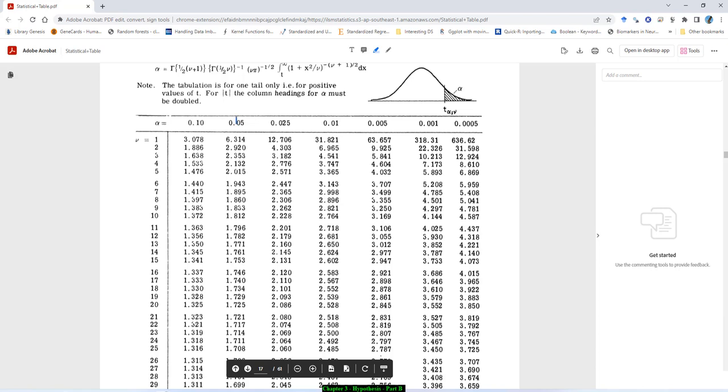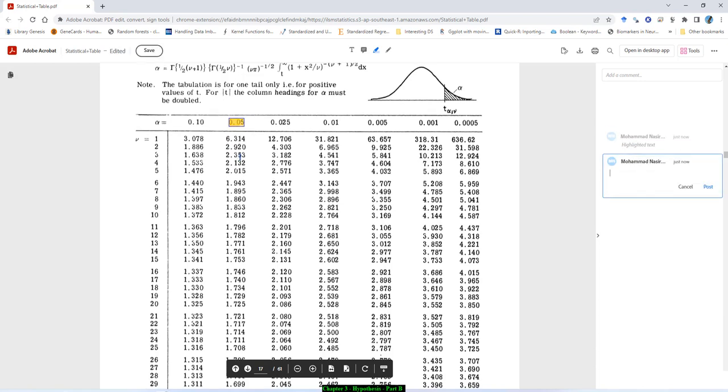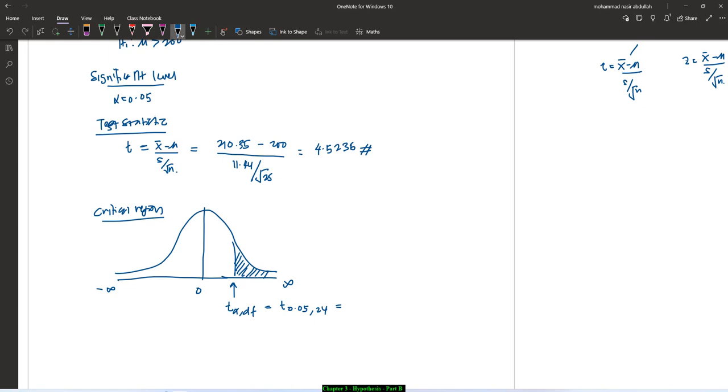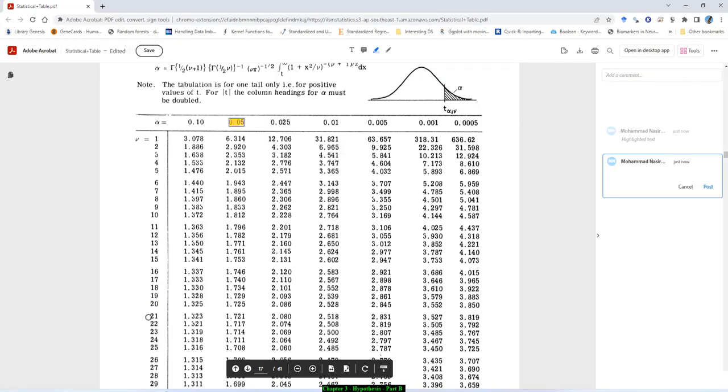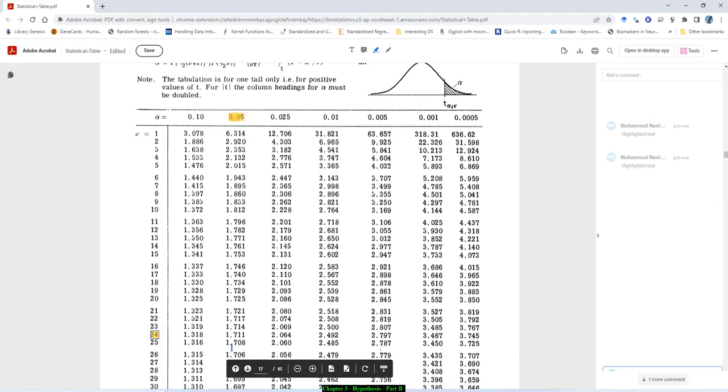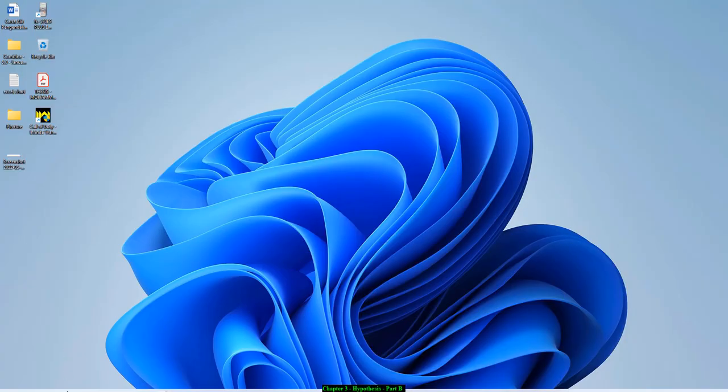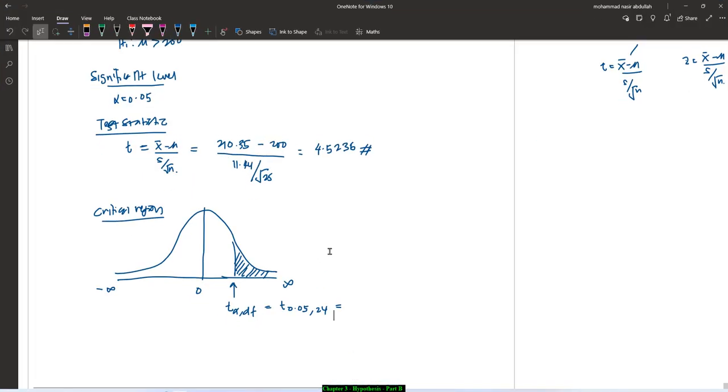Okay, this is 0.05, 1 point... Degree of freedom is 24. So this is the degree of freedom, 24. So it should be equal to 1.711, right? So this is 1.711. So then we need to state our decision rule.